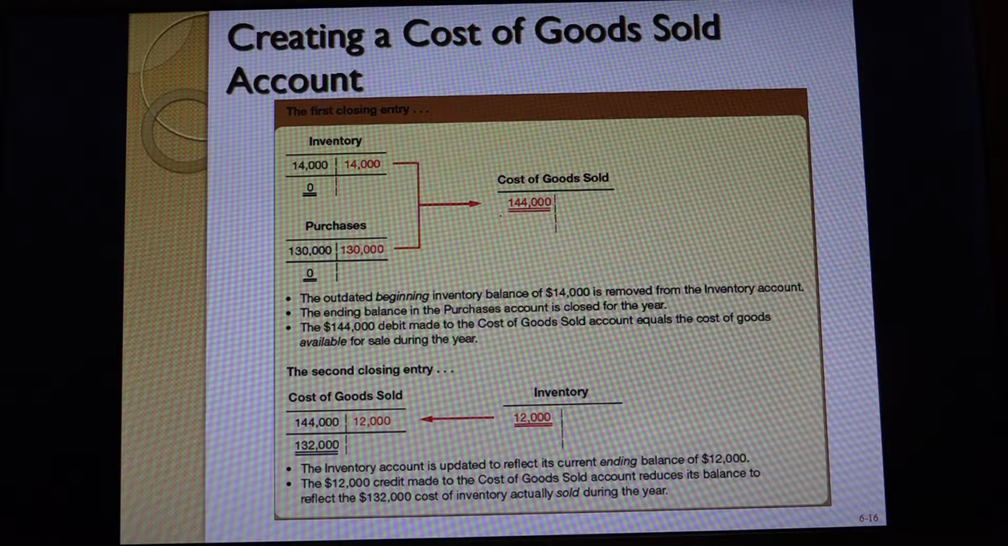And so the way you do that is for this entry, your cost of goods sold account shows $144,000. And so you're going to transfer $12,000 to inventory by debiting inventory, and then by crediting cost of goods sold, you've now reduced your cost of goods sold account to $132,000.